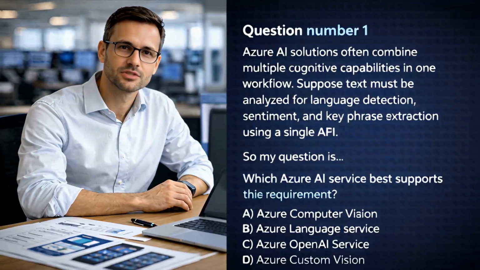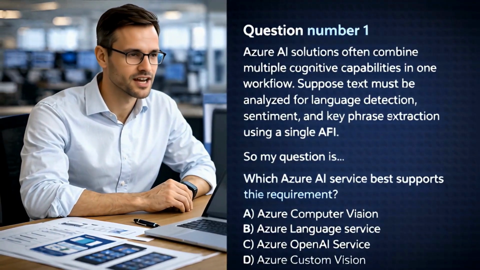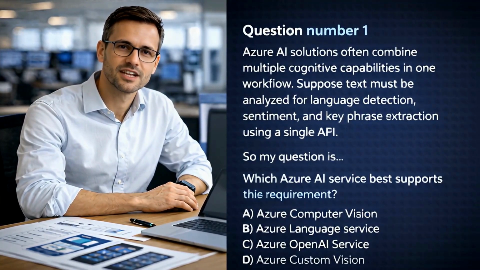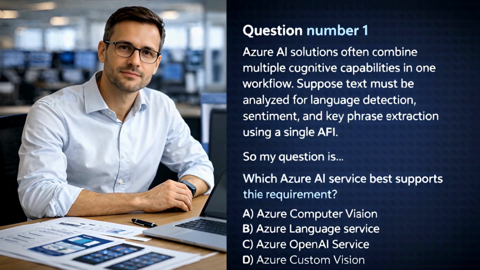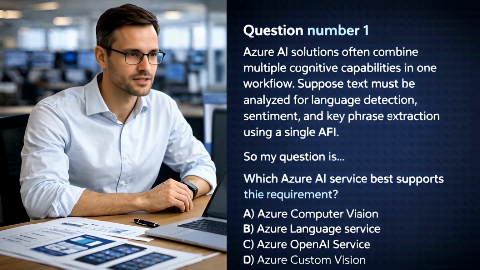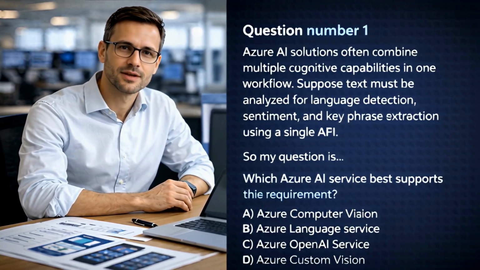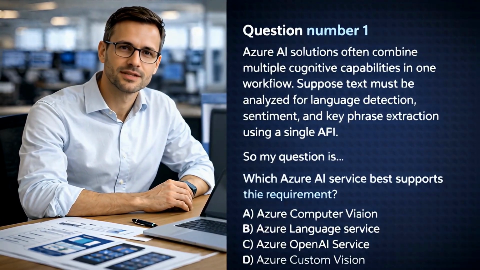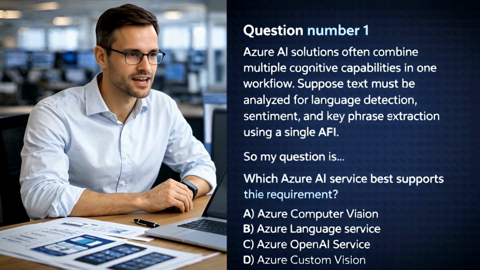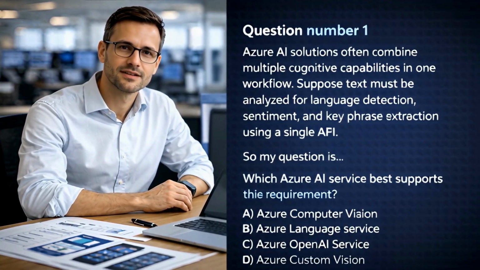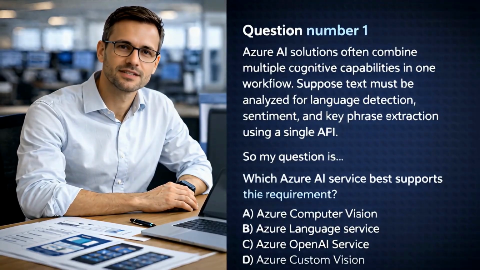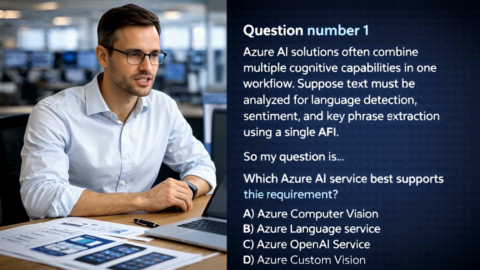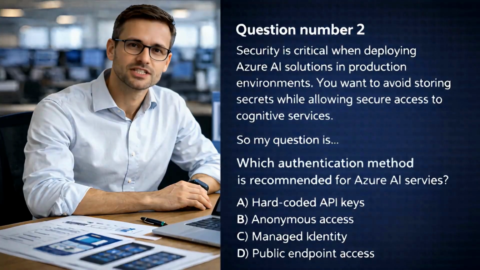Azure AI solutions often combine multiple cognitive capabilities in one workflow. Suppose text must be analyzed for language detection, sentiment, and key phrase extraction using a single API. So my question is, which Azure AI service best supports this requirement? Options are A. Azure Computer Vision, B. Azure Language Service, C. Azure OpenAI Service, D. Azure Custom Vision.